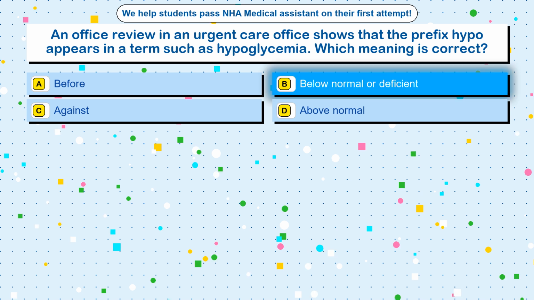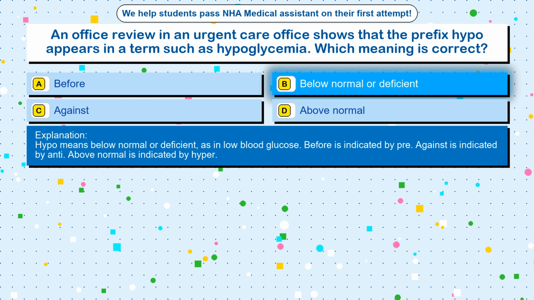The correct answer is option B, below normal or deficient. Hypo means below normal or deficient, as in low blood glucose. Before is indicated by pre. Against is indicated by anti. Above normal is indicated by hyper.